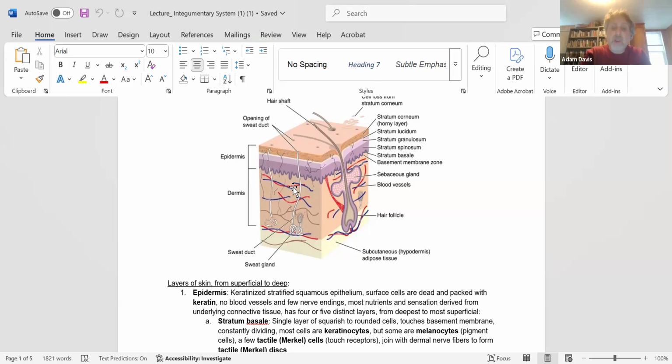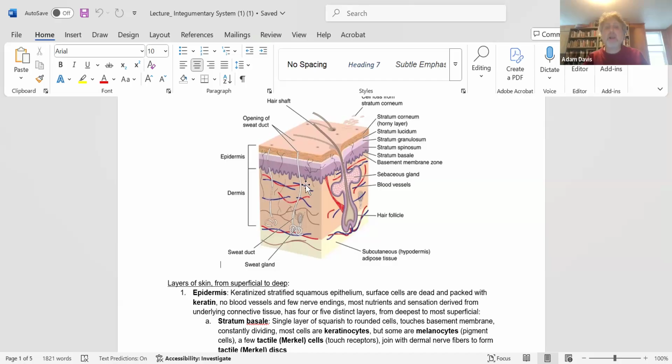It contains a very rich blood supply, lots of blood vessels in here, because it's bringing in all of the nutrients and all of the gas exchange for the epidermis on top of it. It's supplying all of the oxygen, taking away the carbon dioxide from the epidermis. It's bringing in all the nutrients for the epidermis. It's taking away all the chemical wastes from the epidermis.